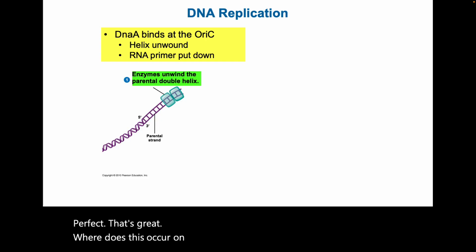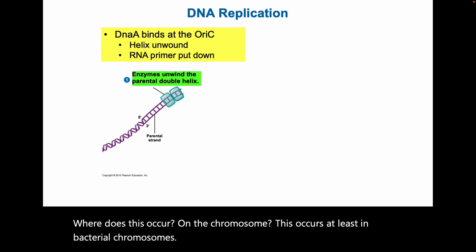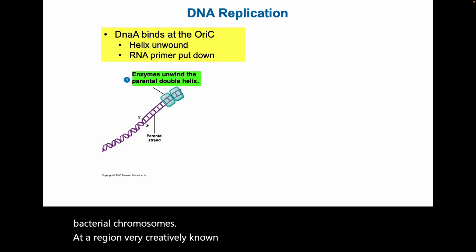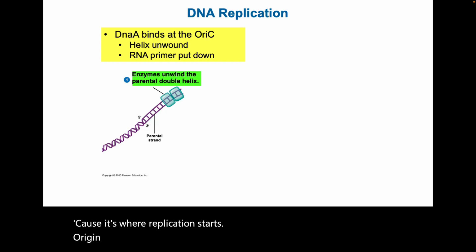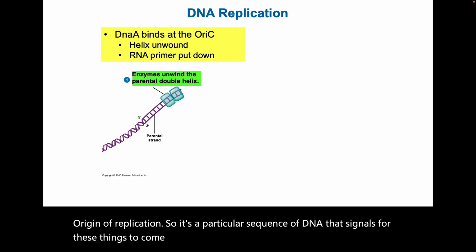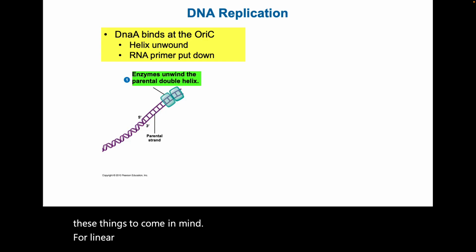Where does this occur on the chromosome? This occurs, at least in bacterial chromosomes, at a region very creatively known as the origin of replication, because it's where replication starts. Origin of replication. So it's a particular sequence of DNA that signals for these things to come in and bind. For linear chromosomes, like ours, we tend to have multiple origins of replication, but a bacterial chromosome will generally have 1.